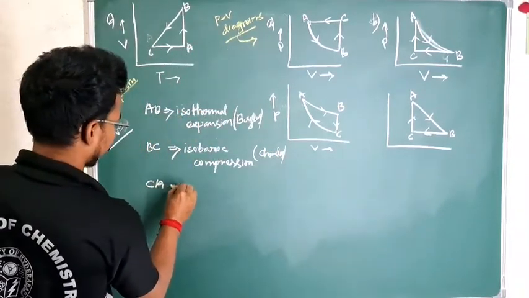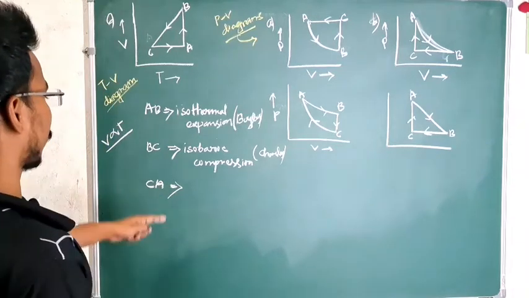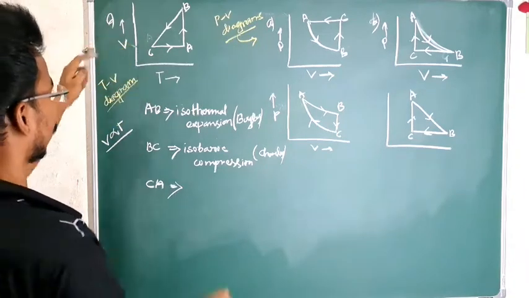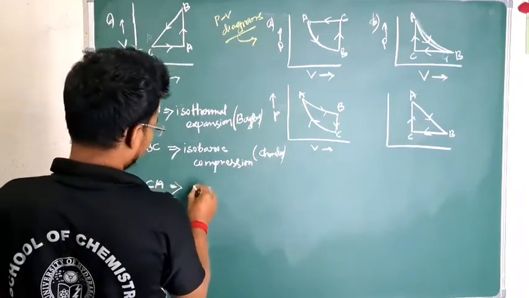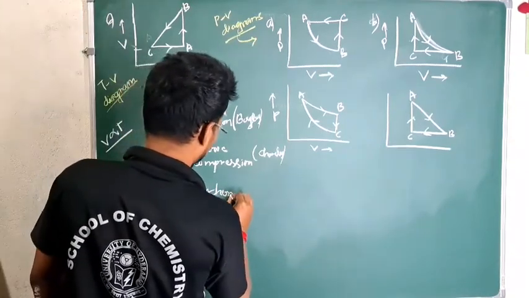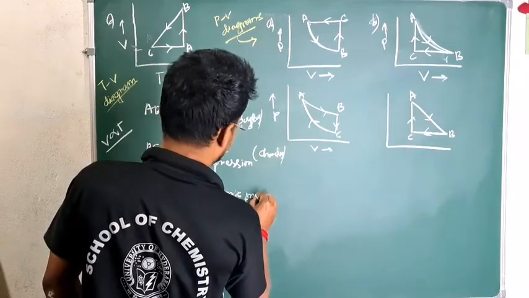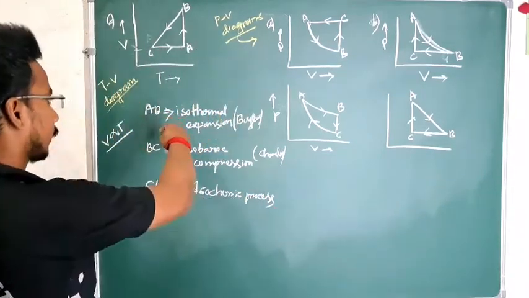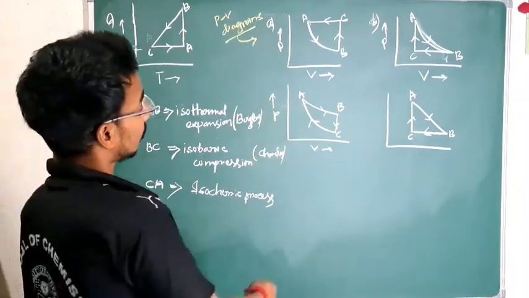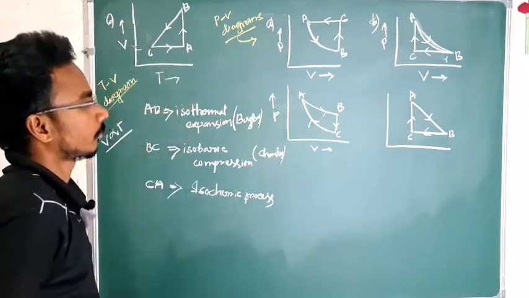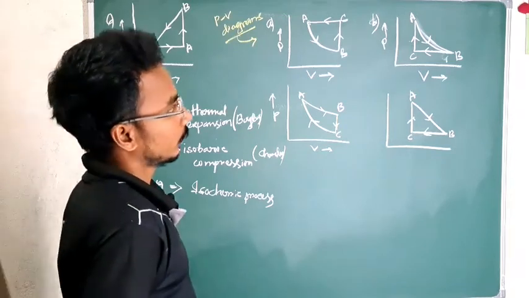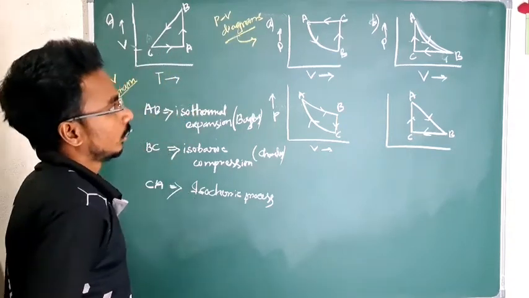CA. What is happening here? CA: T is increasing but V is constant. So, isochoric process. So we have to relate this AB, BC and CA with that equation. Look at the first option. Okay, I think you commented below in the section. I will read it later, but let me explain first.